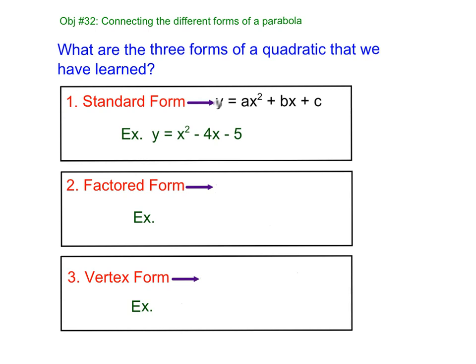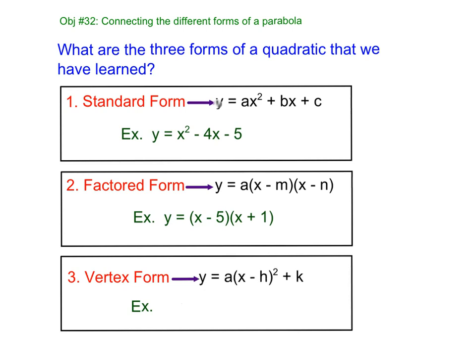Factored form, right? Think about what factored form looks like. That's where we have parentheses, right? That shows the roots. Factored form is where it's showing us our roots. In this case, m and n are our roots. And then vertex form, we haven't done that one in a little bit. That is where you have the parentheses squared and then a number, right? So for example, this one.